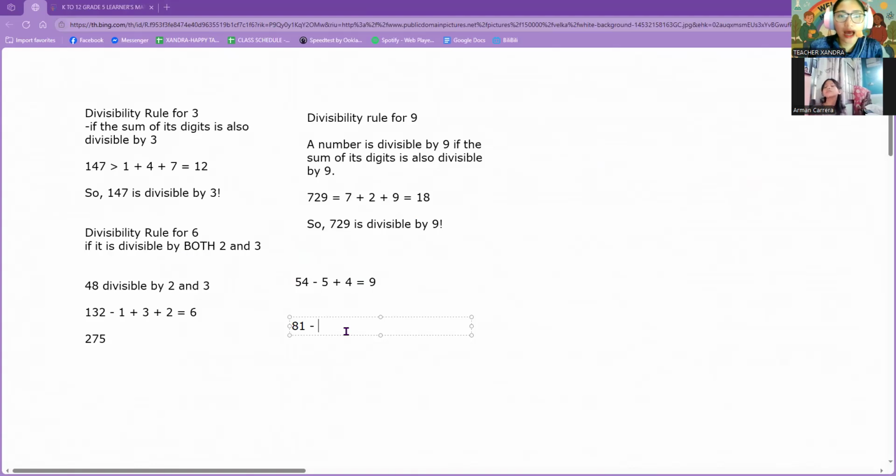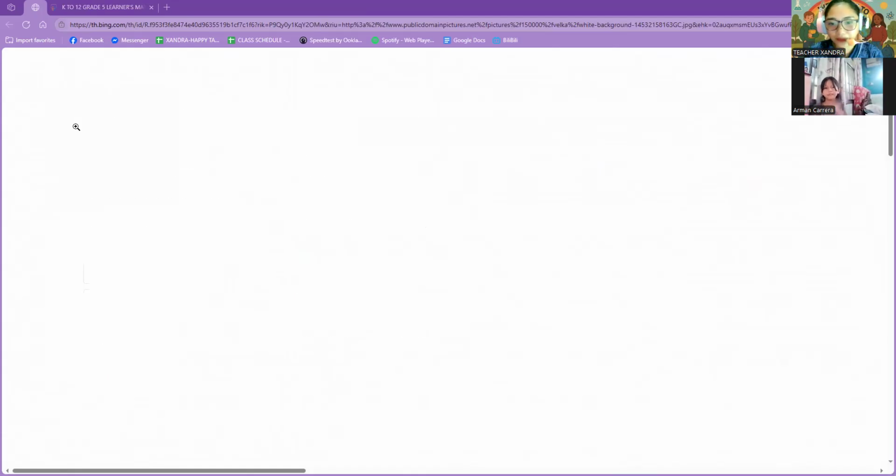Okay, very good. How about the divisibility rule for 9? Okay, since 8 plus 1 is 9, then 9 divided by 9 is 1. Okay, no remainder. Very good. So it's divisible by 3 and 9.